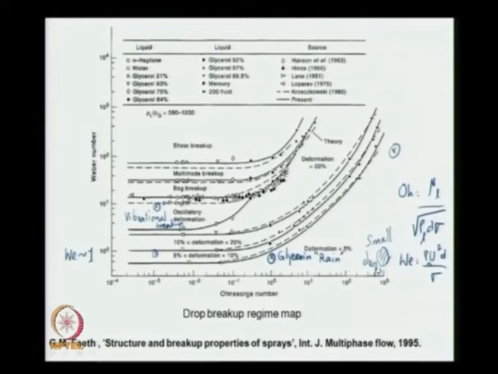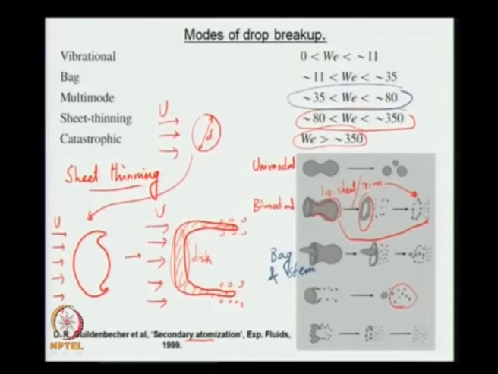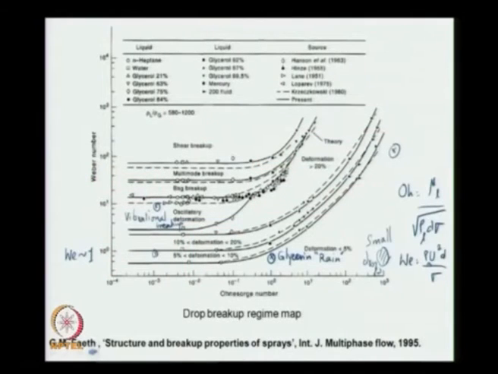And if I look at further increase, if you go back, let us say between 11 and 35 you expect a bag breakup, and you can imagine what 11 and 35 would look like on a log scale. This is the region over which one would expect bag breakup on the Weber number scale. As I keep going up, I transition into multi-mode breakup and then this shear or sheet thinning breakup.